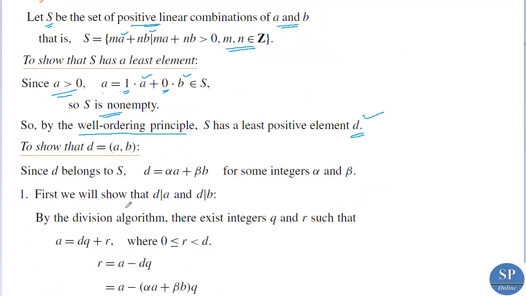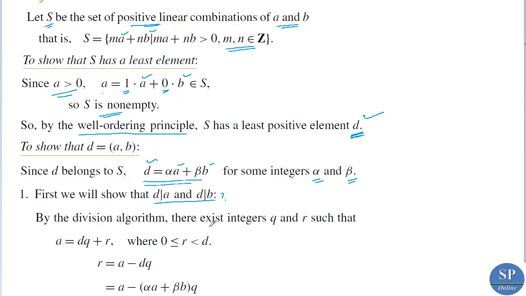So since D belongs to S, D has this form, right? Because the elements of S are in the form MA plus NB, where this is greater than 0. So we obtain, by the well ordering principle, that S has a least element, say D. So D belongs to S. Therefore, D can be expressed as a linear combination of A and B for some integers alpha and beta. Now, first we will show D divides A and D divides B. First we are going to show this.